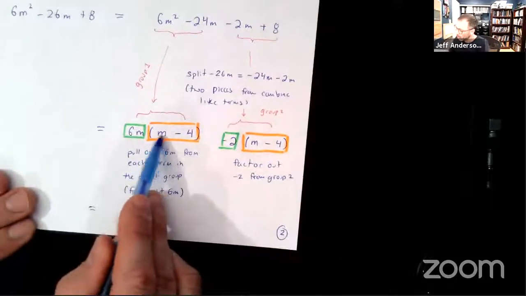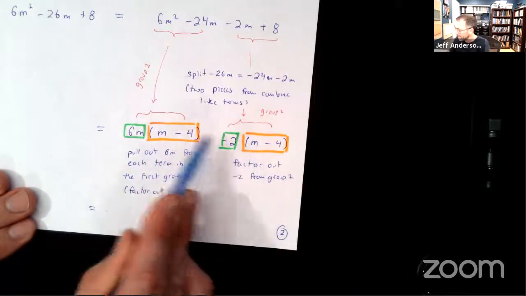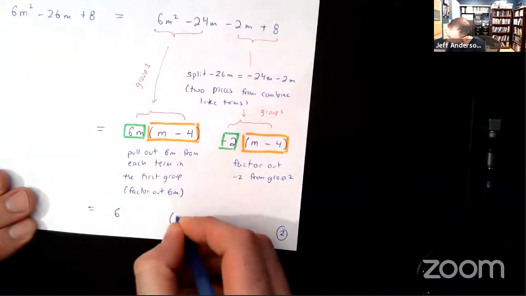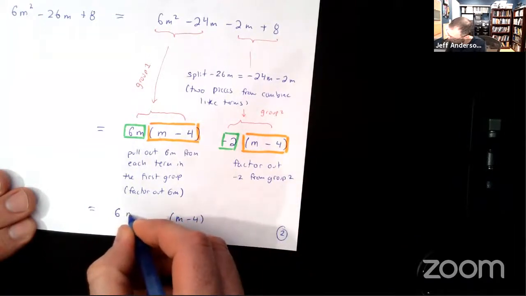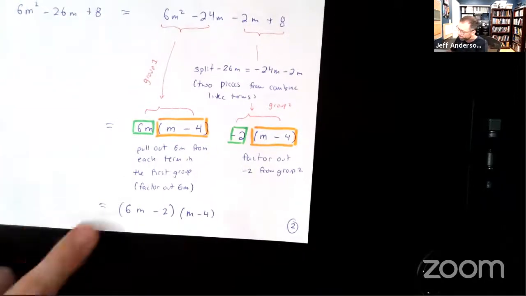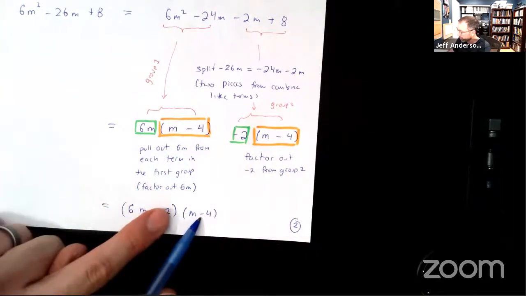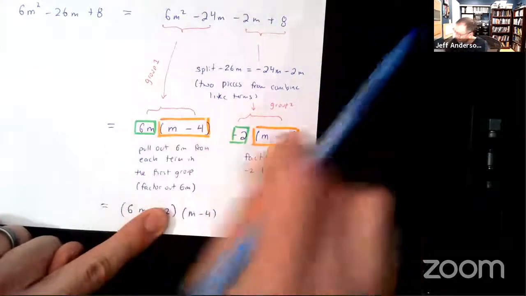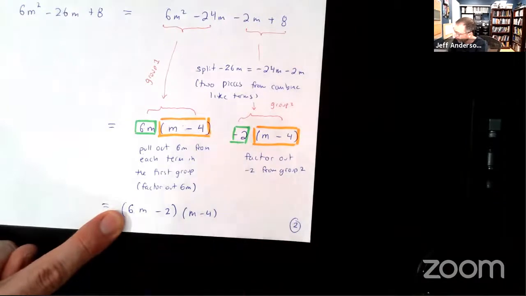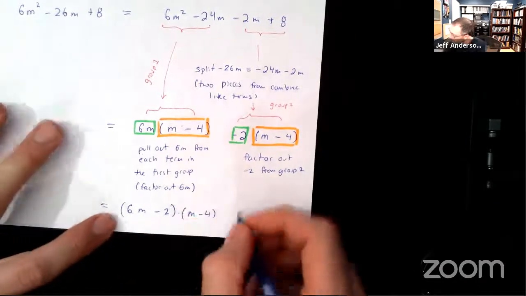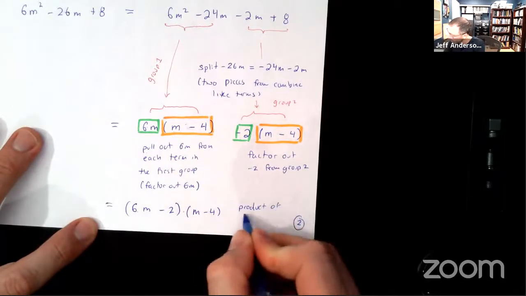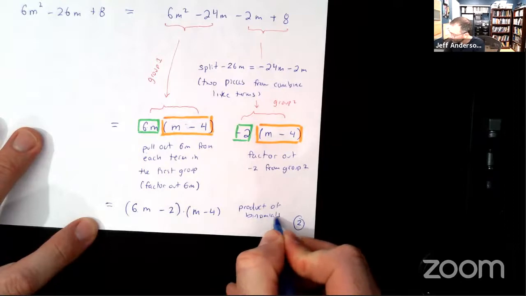So specifically, this chunk right here is identical. We pull that off and we're left with 6m minus 2, right? Because m minus 4 was here. There's a 6m there. So when I factor that out, I get a 6m. There's a -2. When I pull out m minus 4, I get a -2. So that's 6m minus 2. Notice this was a product of binomials.